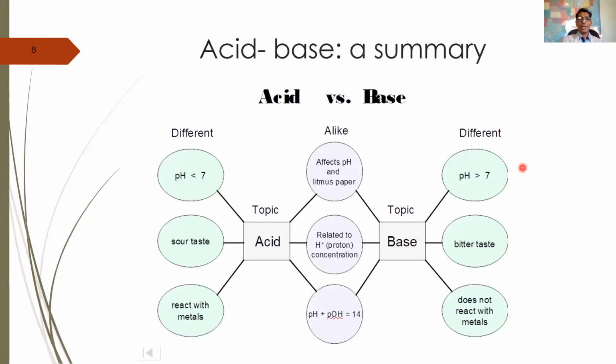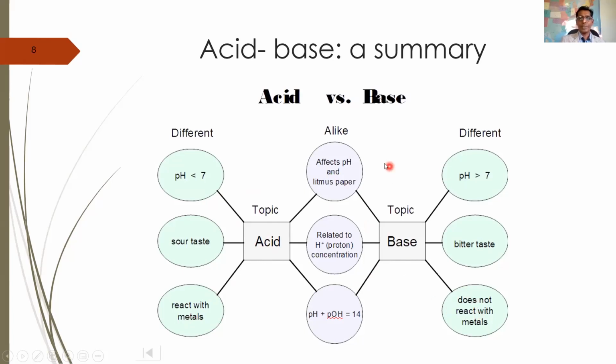So just to summarize the difference between acid and base, we see here acid has a pH less than 7, as opposed to base with a pH bigger than 7. Again, acid is sour in taste, and base is bitter in taste. Acid reacts with metals, base doesn't react with metals.